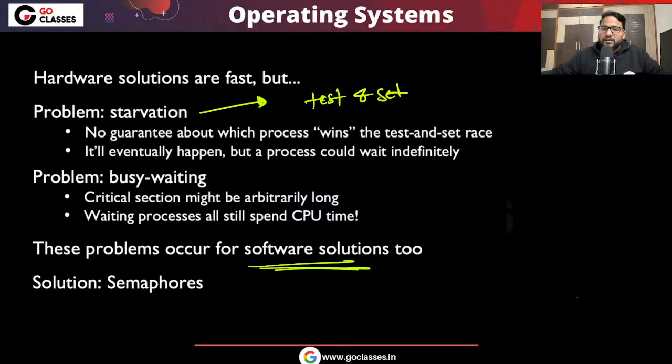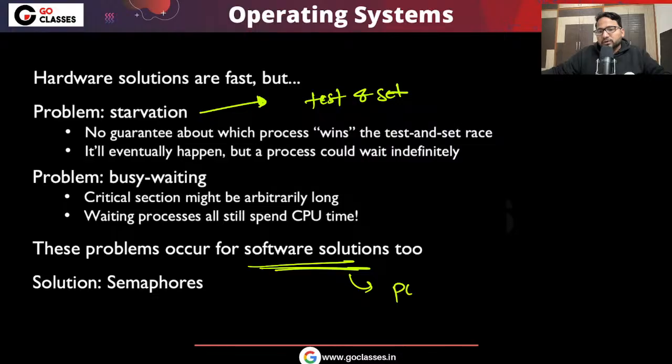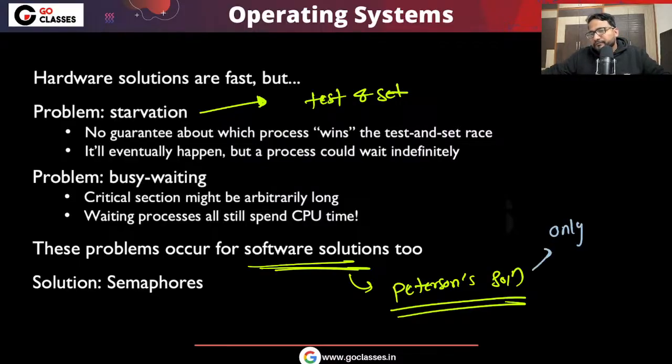But there are problems in both of them. For example, the hardware-related solution suffers from starvation. For the software-related solution, we have seen the Peterson solution, right? So what are the problems with Peterson solution? The problem is that it is only for two processes.